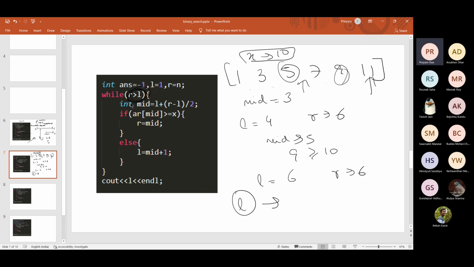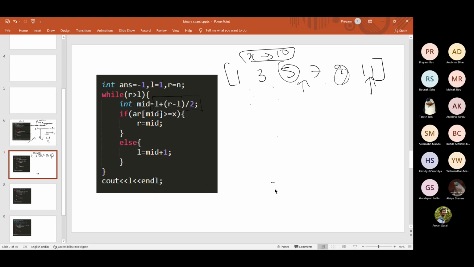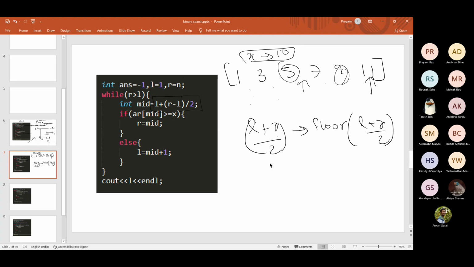But implementing this is pretty difficult. So notice what I'm doing. I'm sure a lot of people are confused with this thing right here. In C++, if we do (L plus R) by 2, this will give us the floor value of (L plus R) by 2, and we need to assign mid to that.